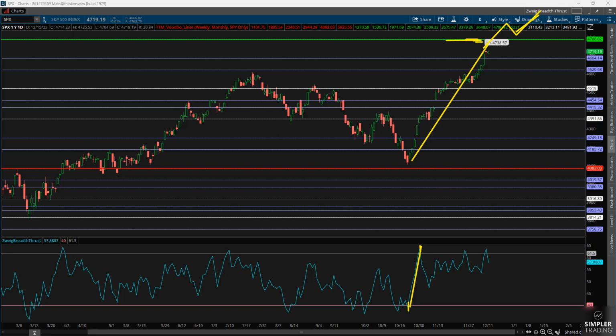You can certainly look at the important 4800 round number above it. And of course, 4818 is the absolute all-time high in the cash S&P 500. Those are important levels I'll be watching.